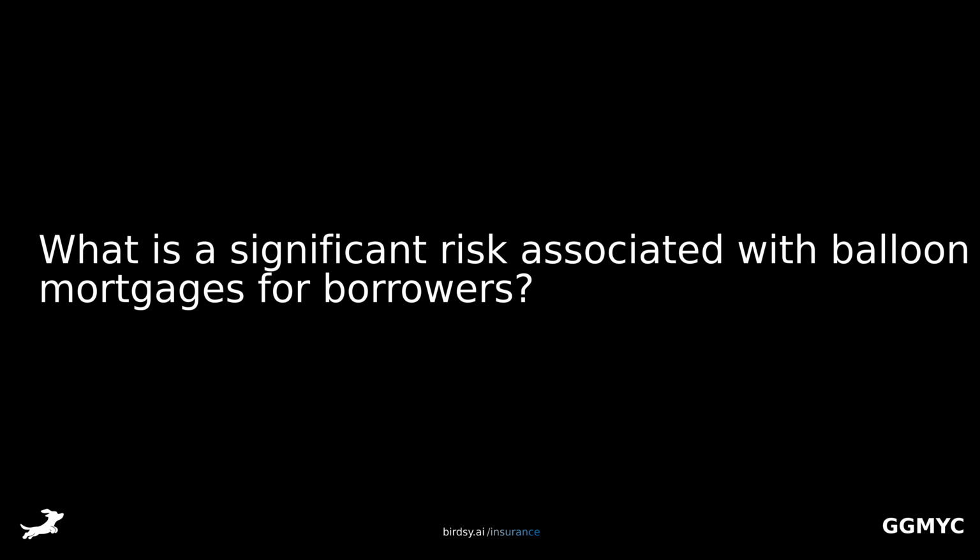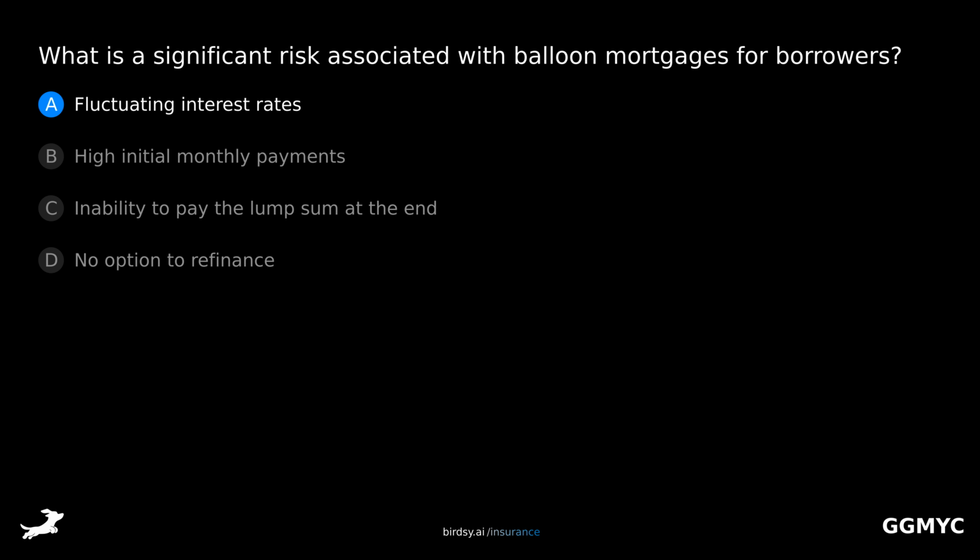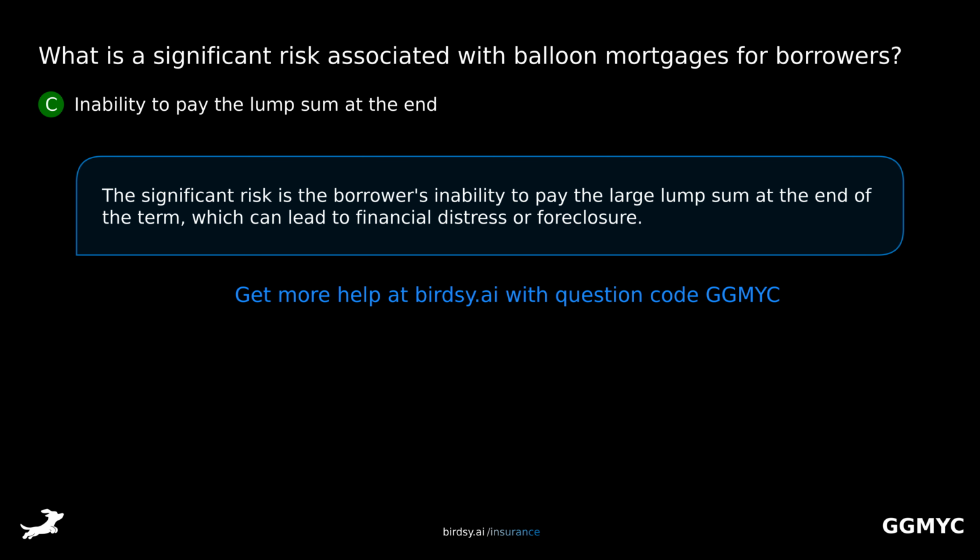What is a significant risk associated with balloon mortgages for borrowers? Is it A, fluctuating interest rates, B, high initial monthly payments, C, inability to pay the lump sum at the end, or D, no option to refinance? The answer is C, inability to pay the lump sum at the end. The significant risk is the borrower's inability to pay the large lump sum at the end of the term, which can lead to financial distress or foreclosure.